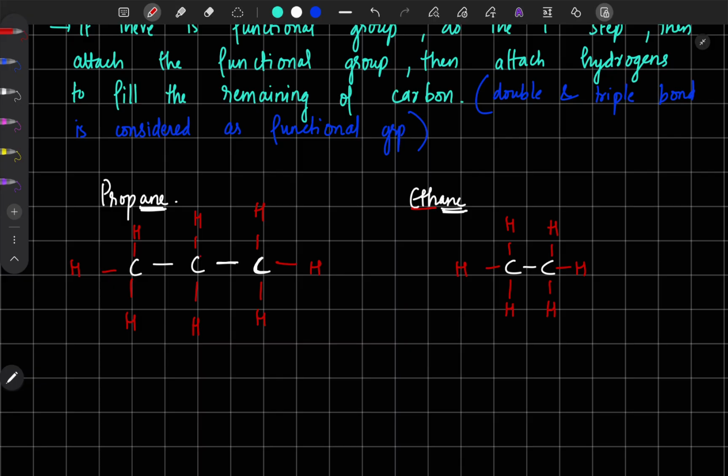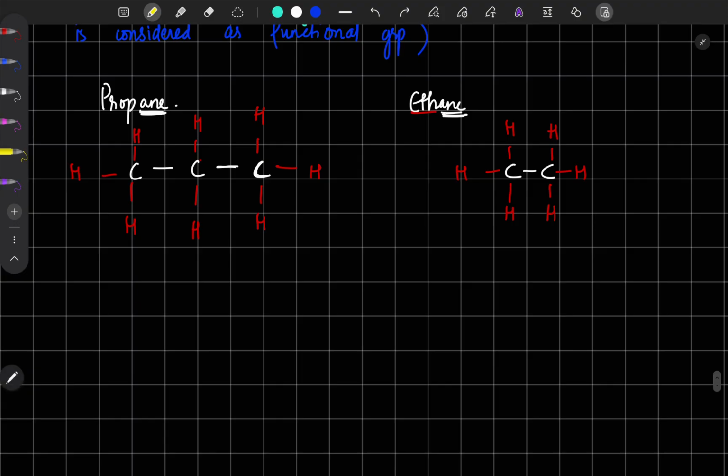If you are wondering which are the 4 bonds, these are the 4 bonds for this carbon: 1, 2, 3, 4. Now for this carbon I will draw. For this carbon it is 1, 2, 3, 4. Fine. So that is the structure of ethane. It's easy, right? Now let us draw another structure, ethene.